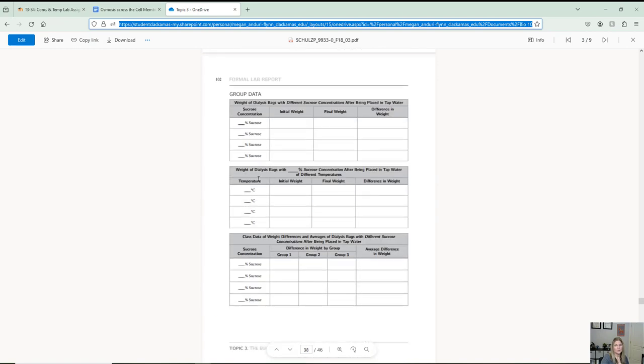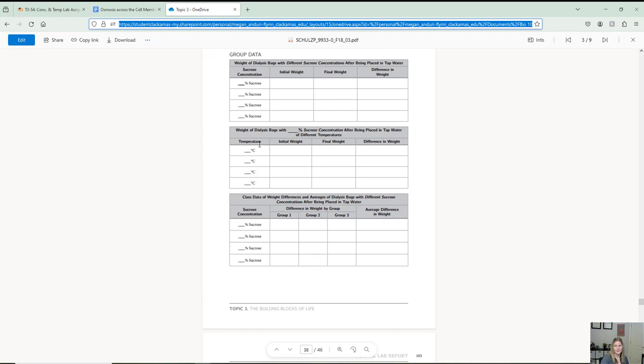Once you have your data, you're going to fill out just this part, because we're not doing the temperature one. You are putting your sucrose solution. Remember, we made a 10%, a 20%, and a 40%. That should be written there. But then what's this other one? That's just the 0%, right? That's our control. You can write your initial weights of the dialysis tubing and then how much they weighed afterwards, and then figure out the difference in weight. Final weight minus initial weight. So if they gained weight, it would be a positive number. If they lost weight, it'll be a negative number.